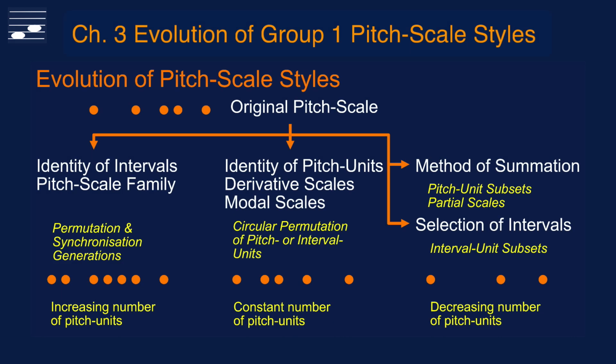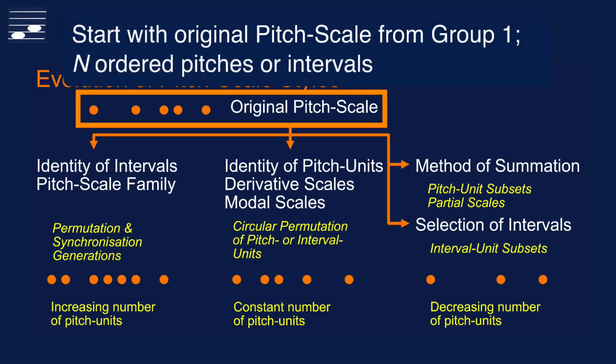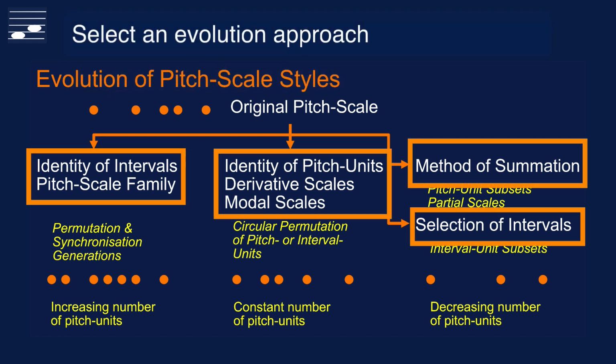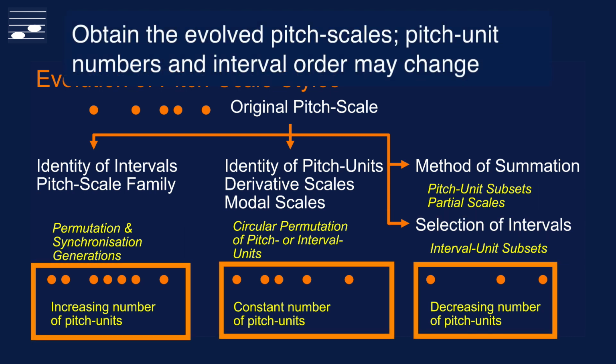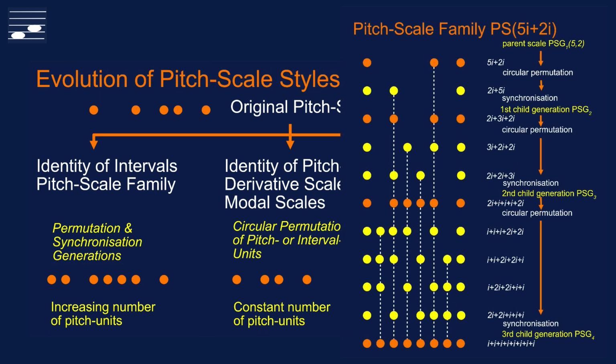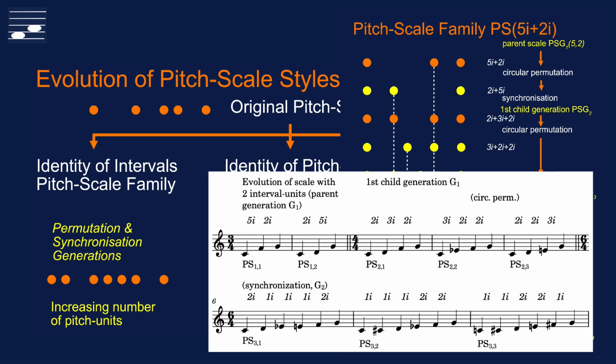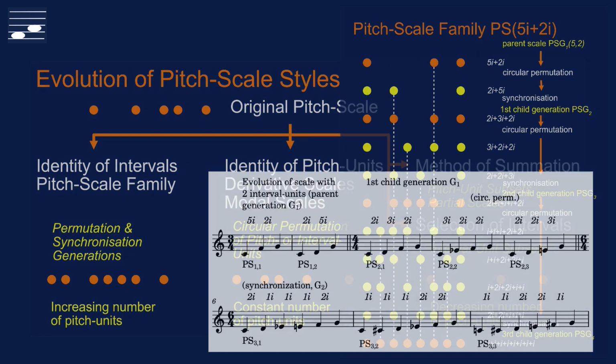Part 2 in the series was about the evolution of pitch scale styles. Starting from an original scale, we have several options for the evolution method. Scale families, derivative and partial scales involve techniques such as permutation, summation and subset selection, and will evolve into scales with increasing, constant or decreasing pitch unit numbers. The diagram on the right illustrates the process for obtaining a pitch scale family from a parent generation, with the result in staff notation below, where we see child generations with increasing numbers of pitch units.